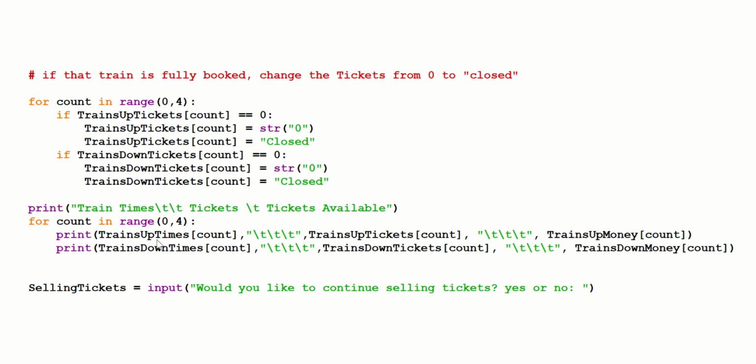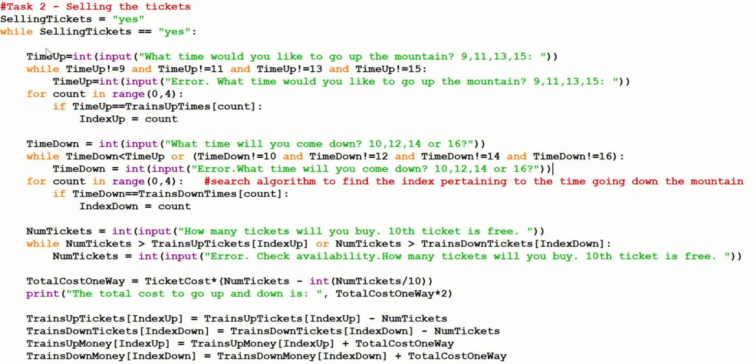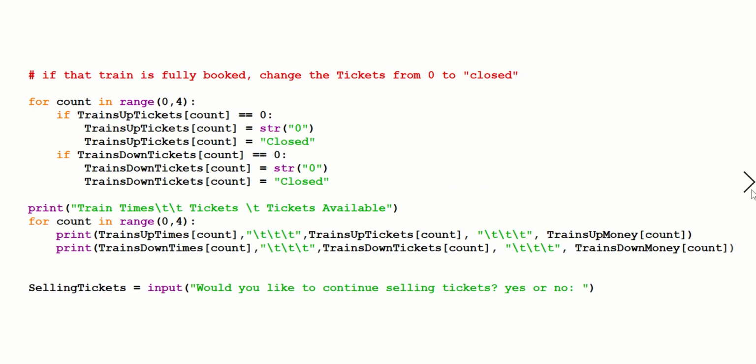And after it's been 4 times, selling tickets equals input. Would you like to continue selling tickets, yes or no? So if yes is entered, this while loop would go again, but if no is entered, then it would stop. Thank you.